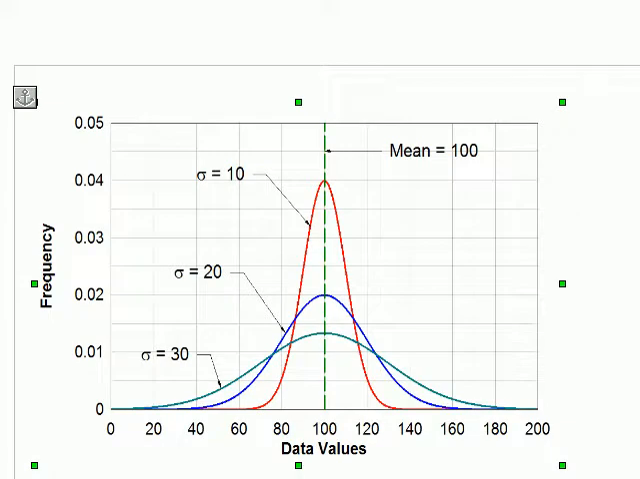The easiest way to get an understanding of what standard deviation means is to look at the classic bell-shaped curve. Here are 3 bell-shaped curves. They all have the same mean, which is 100, but the standard deviation, and of course the variance, differs. Here's a standard deviation of 10. It's smaller than 30. You can see the red curve is clustered more about the mean with a smaller standard deviation. The ones with a larger standard deviation, the data spread out more.